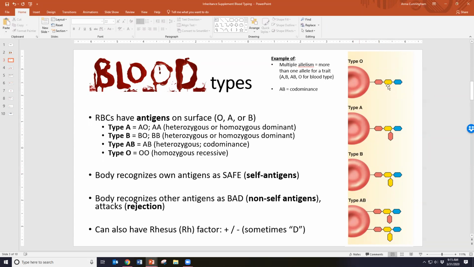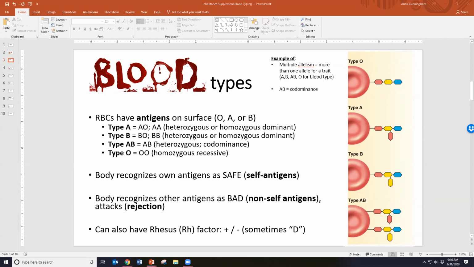So type O just has the O antigen. Type A, type AO, sorry, would have the OA antigen. Type B, BO antigen. And if you see type AB has both of those dominant traits present, you can see that it has two antigens on the cell surface, A and B. So why does this matter?